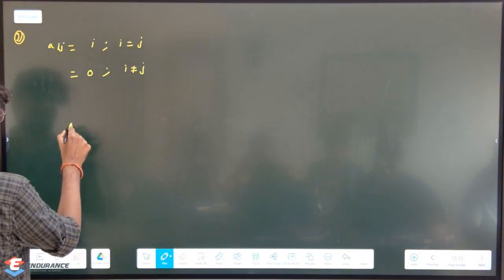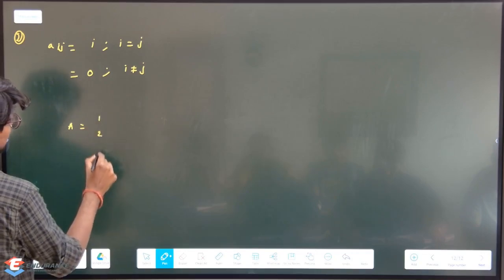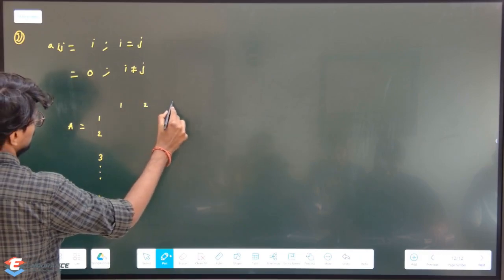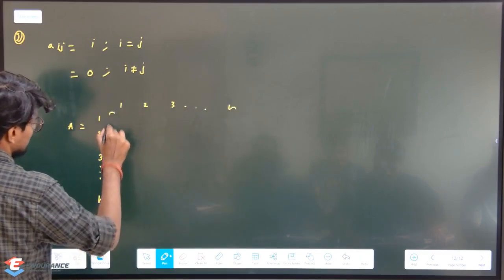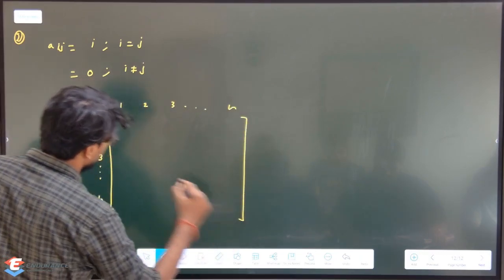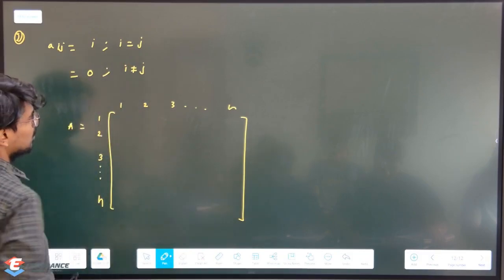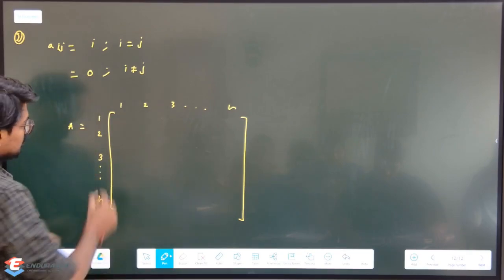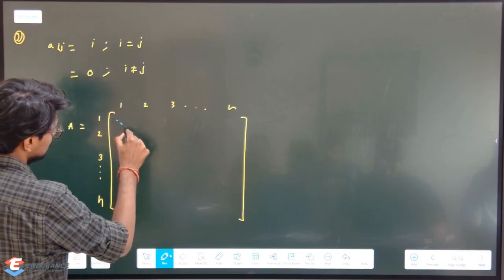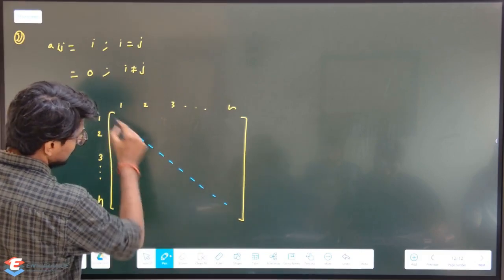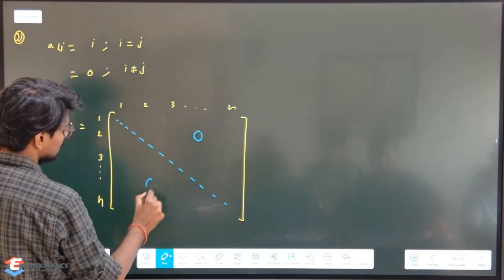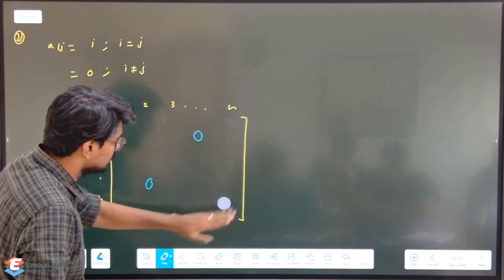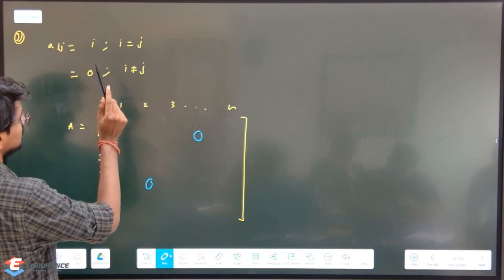So what will happen here, A will be equal to, you can take some example, maybe 3 cross 3, or I'll just take n cross n matrix. So when i and j are same, what does it mean? Leading diagonal element. Other than leading diagonal elements, all the other elements are going to be 0, because when i is not equal to j, it is going to be 0.